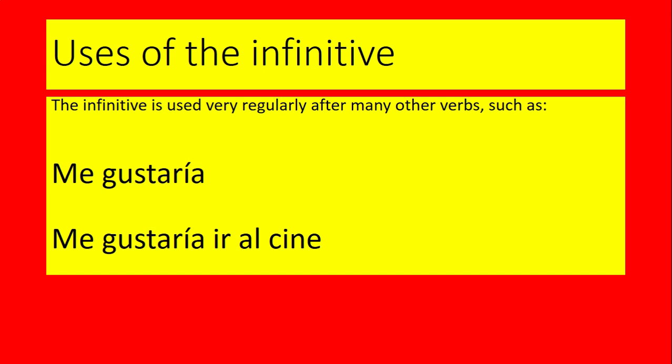Okay, little problem with the animation there, but me gustaría means I would like to. Me gustaría ir. I would like to go. There we go. In English, it's followed by an infinitive. It's the same in Spanish.